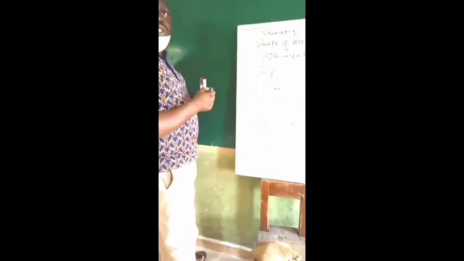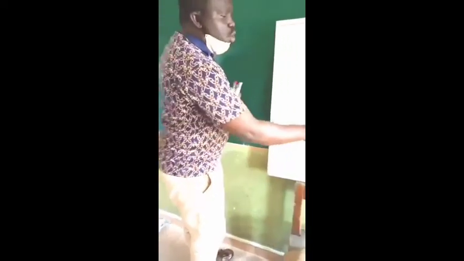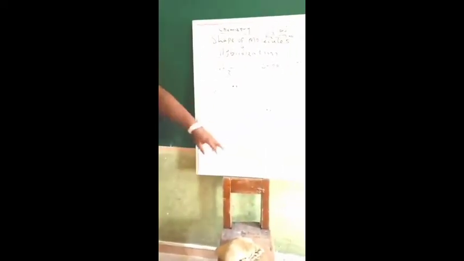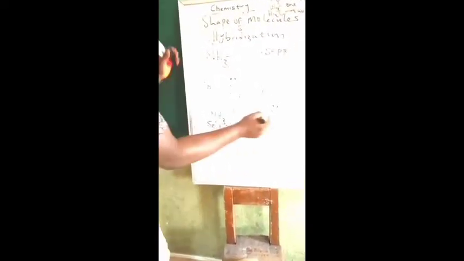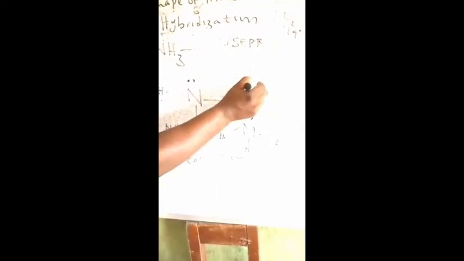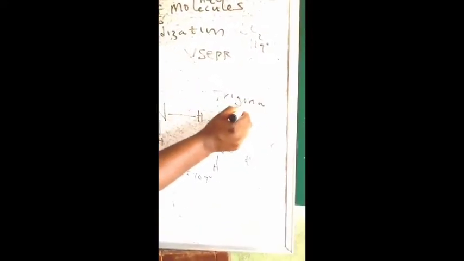It has what? 1 lone pair. Now what's going to be the name of this? What will be the name of this? This is going to be called trigonal pyramidal.